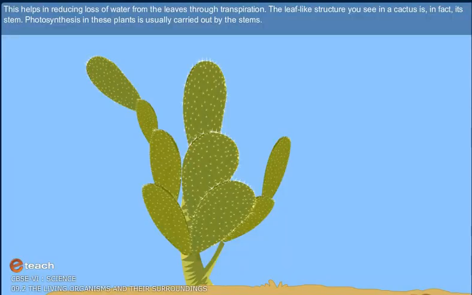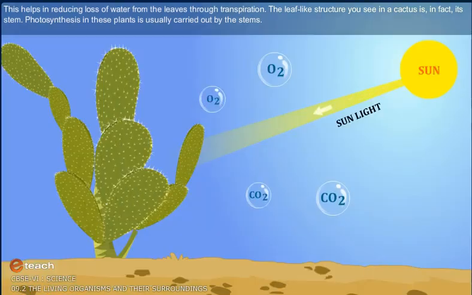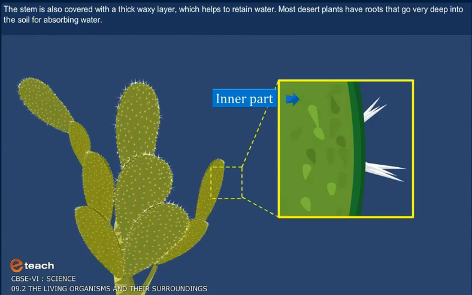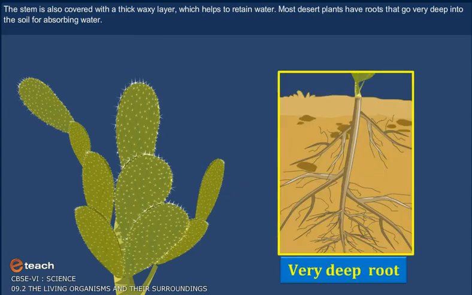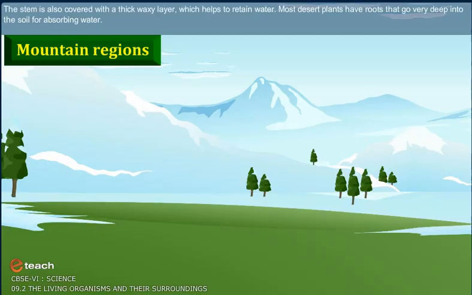The leaf-like structure you see in a cactus is, in fact, its stem. Photosynthesis in these plants is usually carried out by the stems. The stem is also covered with a thick waxy layer which helps to retain water. Most desert plants have roots that go very deep into the soil for absorbing water.